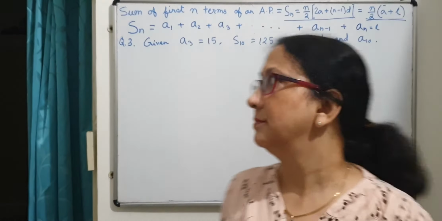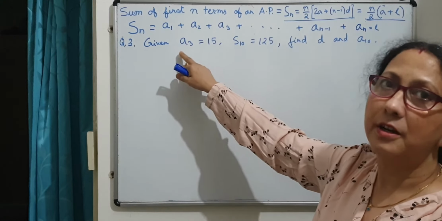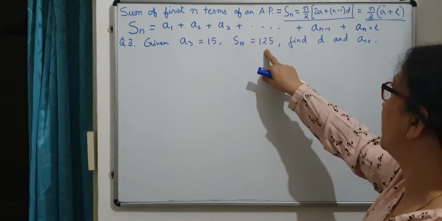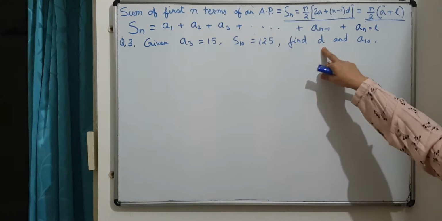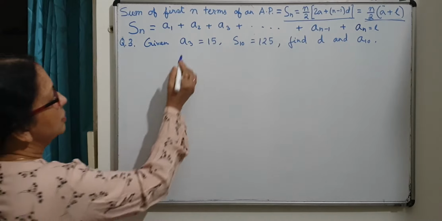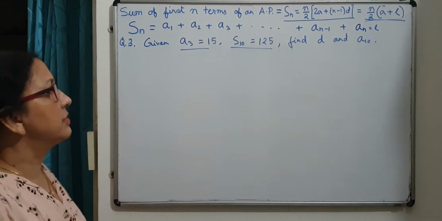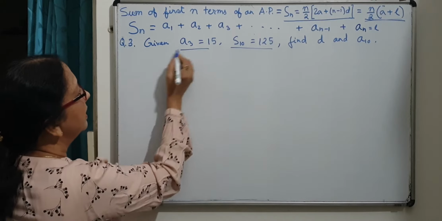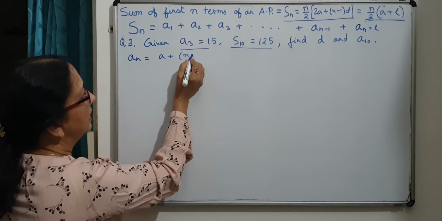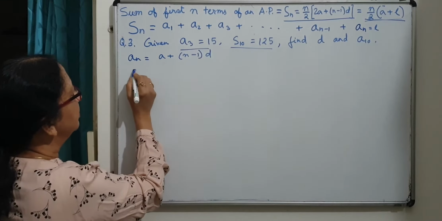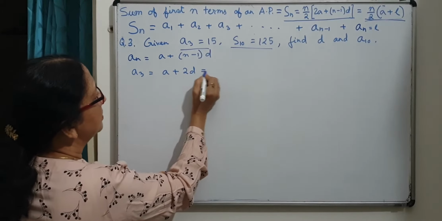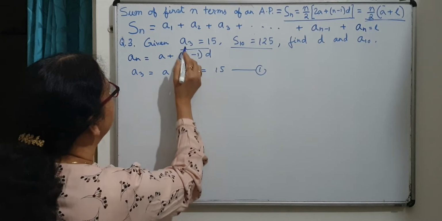So next question. Given A3 is 15, that is the third term is 15, S10 is 125, means the sum of the first 10 terms is 125. We have to find D, the common difference, and A10, the 10th term. So let us start. These two are given, so I'll be having two equations in A and D. From A3, using the formula An equals A plus n minus 1 into D, I can write A3 will be A plus 3 minus 1, 2D, so that is 15. This is equation 1.